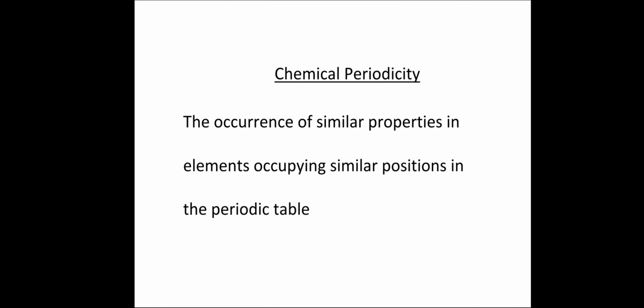But later on, it was found that chemical periodicity depends on the position of the elements in the periodic table. Therefore, chemical periodicity can be defined as the occurrence of similar properties in elements occupying similar positions in the periodic table.